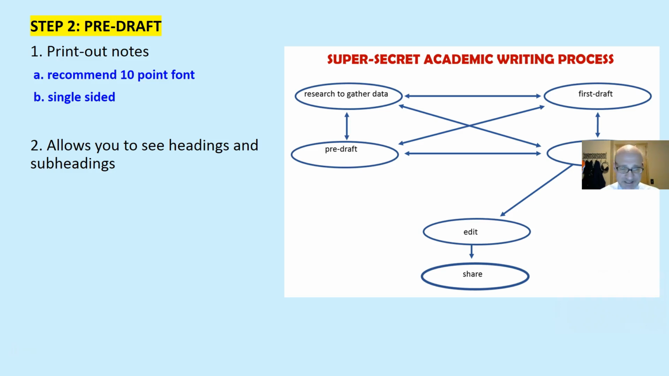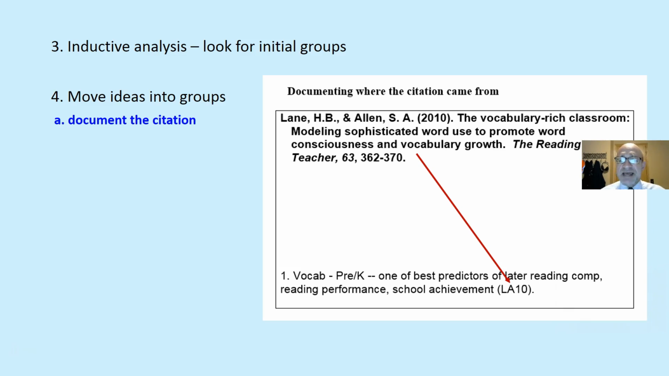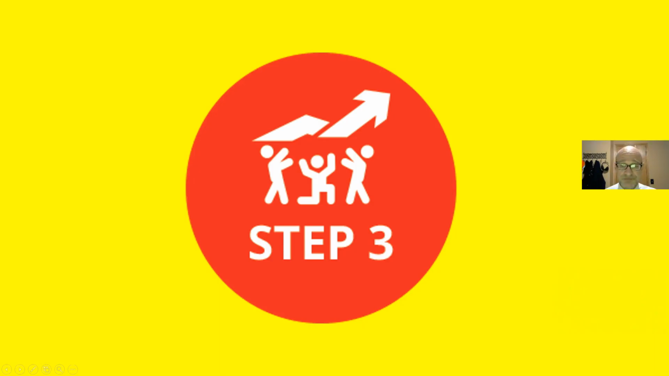Step 2, print out your notes. I always write and then I type it out and then I print it out. I recommend using 10-point font so you can see it. Single-sided sheet of paper. Now this allows you to see the headings and subheadings. Inductive analysis is you look for groups to arise from the data and you move the information into groups so you see structure arising. Now, as I'm moving ideas into groups, I always document so I remember where I got that information so that I can cite it later on when I am writing.